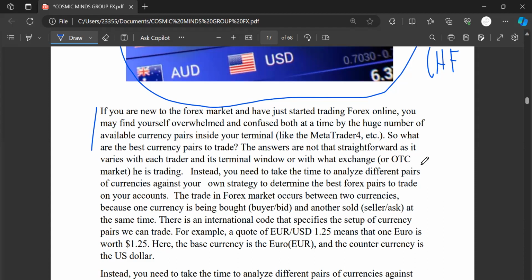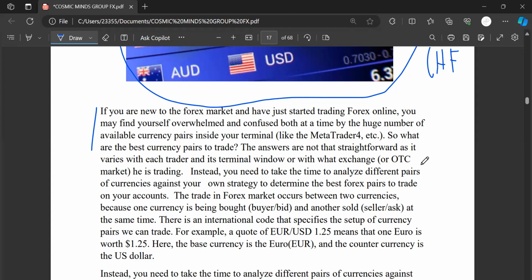Okay, trading in the forex market occurs between two currencies, because one currency is being bought, as in the buy, the bid, and then another is sold, the sell, at a different time. We'll talk about this in depth. There's an international code that specifies the setup of currency pairs you can trade. For instance, a quote of EURUSD, that's the eurozone currency against the US dollar, right?